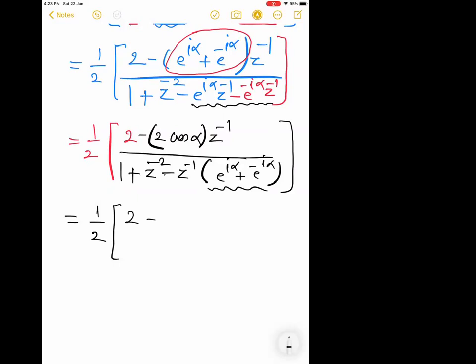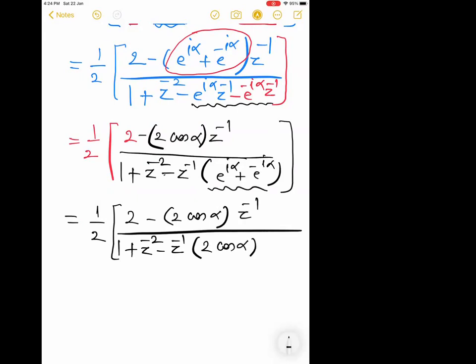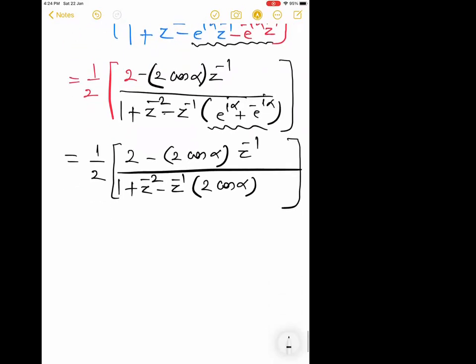It's 2 minus 2 cos alpha into z raised to minus 1 upon 1 plus z raised to minus 2 minus z raised to minus 1 into bracket. What do you write? e raised to i alpha plus e raised to minus i alpha is 2 cos alpha, once again. Okay, so everything is now replaced in the form of cosine function. And there, this 2 and 2 is getting cancelled. Numerator with 2 is there as a multiple, denominator with 2, it is getting cancelled.